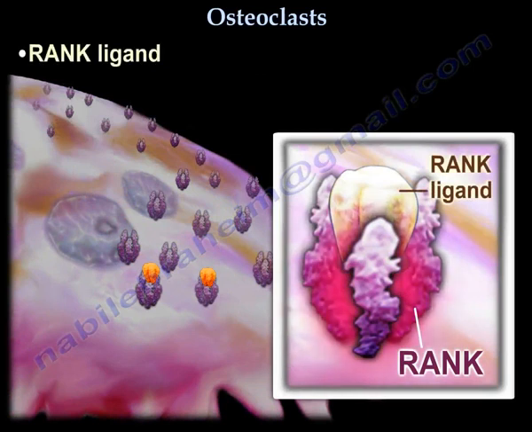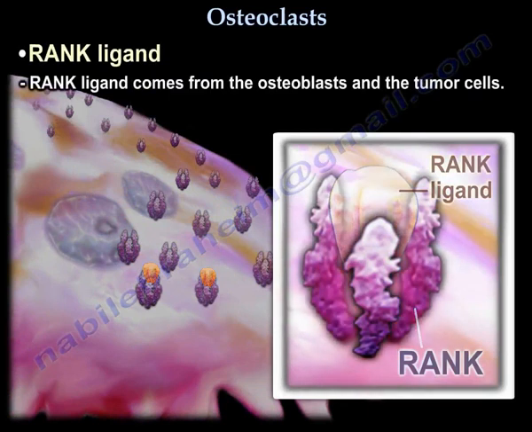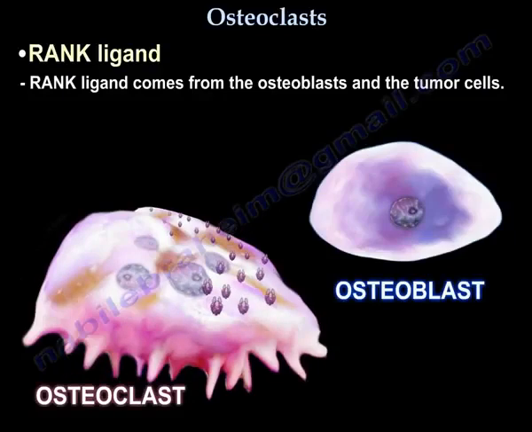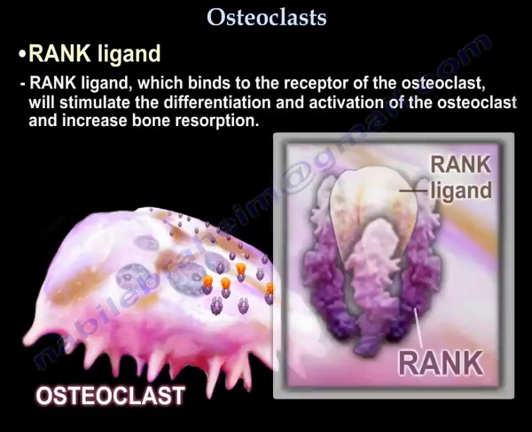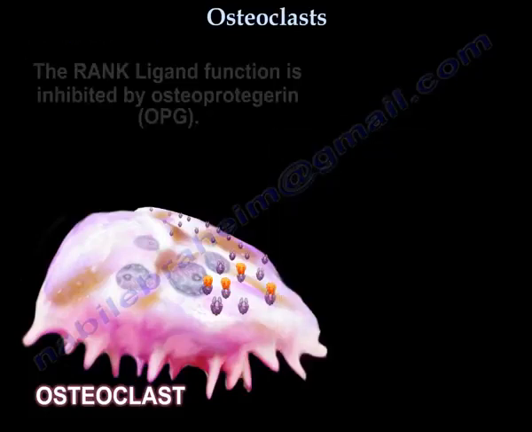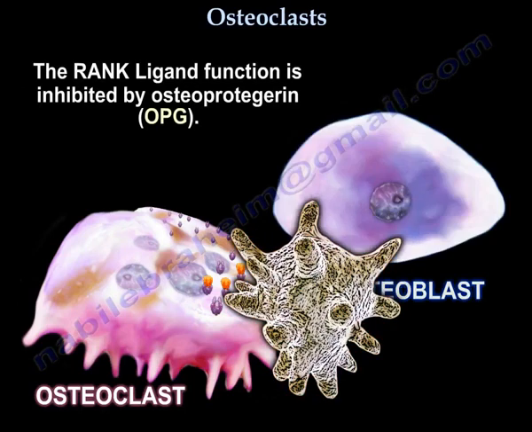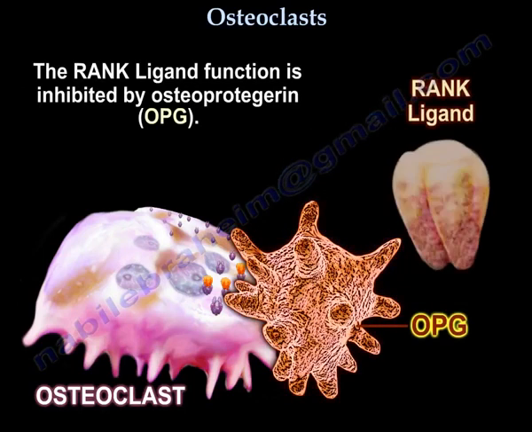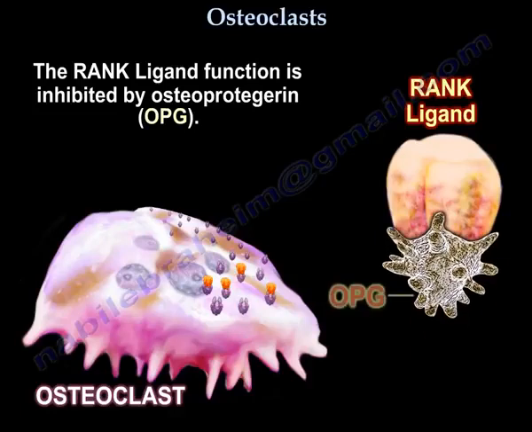Where do you get the RANK ligand from? You can get it from the osteoblast and from the tumor cells. That RANK ligand, which binds to the receptor on the osteoclast, will stimulate the differentiation and activation of the osteoclast and increase bone resorption. The RANK ligand function is inhibited by the OPG, osteoprotegerin.